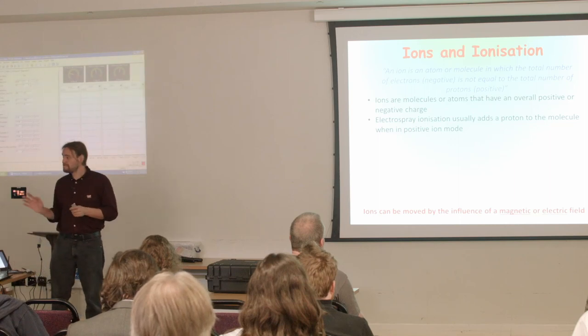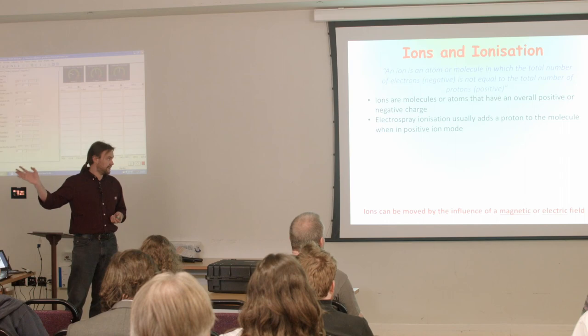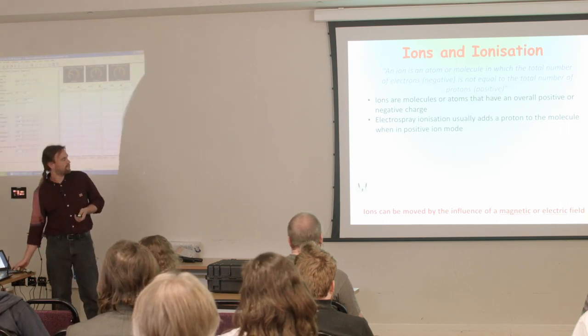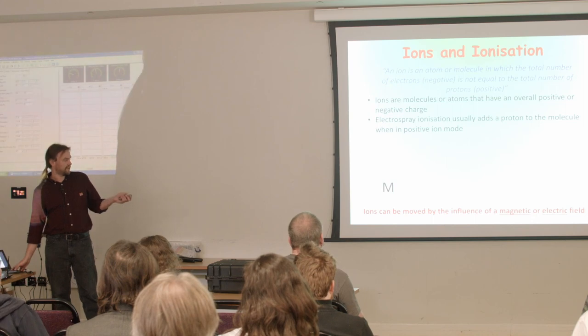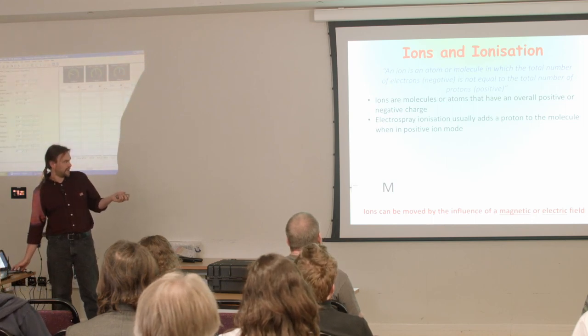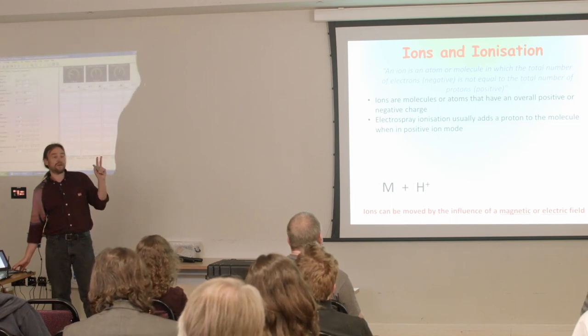So there's many different means of ionization. I'm only going to talk about electrospray ionization because that's what we're using on this mass spectrometer here. And what that does, that protonates a molecule. So it sticks a proton onto a molecule. So this is our molecule here. We add a proton. So hydrogen is just one proton and one electron.